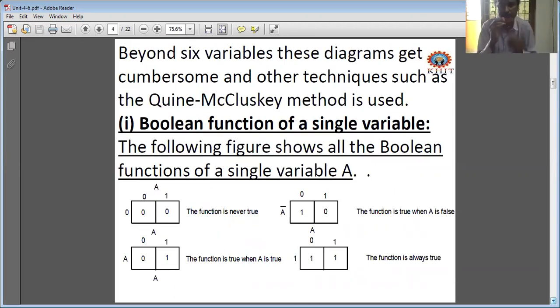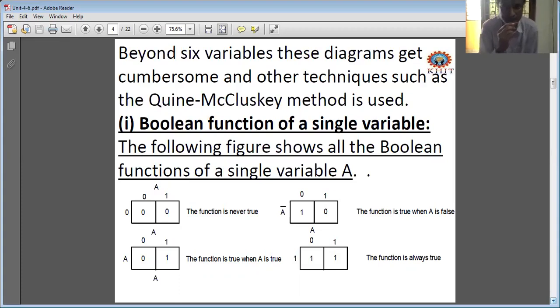Beyond 6 variables, these diagrams get cumbersome. And other techniques such as the Quine-McCluskey method are used for beyond 6 variables. Because beyond 6 variables, these KV chart diagrams are not useful. So that's why the Quine-McCluskey method is used.